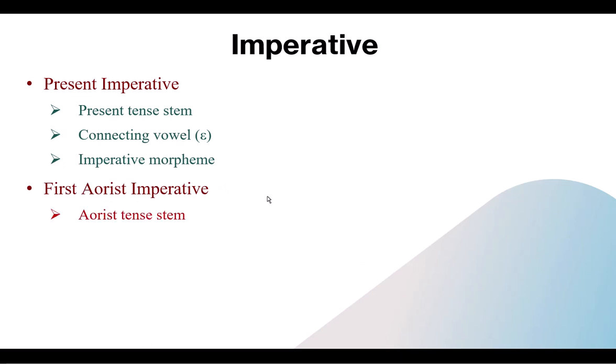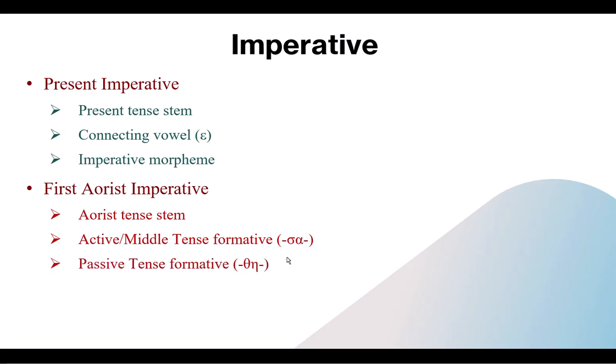First aorist imperative has the aorist tense stem, active middle tense formative, which is sa, which we have seen before for the aorist, and it has a passive tense formative of thē, which we've also seen before. And then it uses the imperative morpheme.